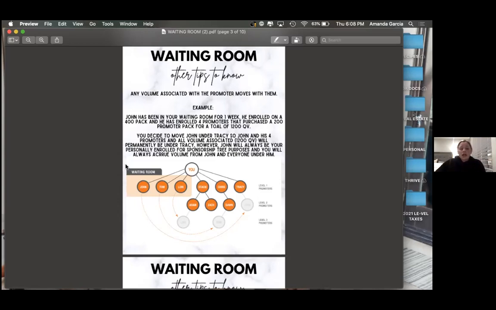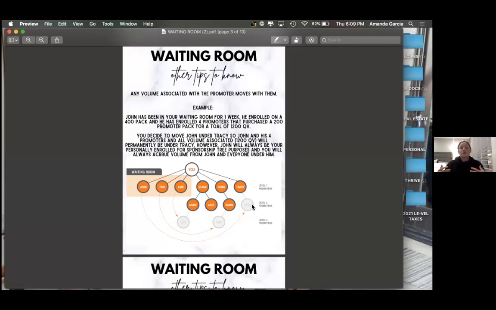So you take John and you decide you want to move John over here under Tracy as a level 2. Now John has become your level 2 promoter as far as unilevel placement, but he's always going to be your level 1 sponsored, personally enrolled promoter. But his 1,200 volume has now moved under Tracy. So say Tracy was sitting at 500 in volume, she's now sitting at 1,700 in volume.